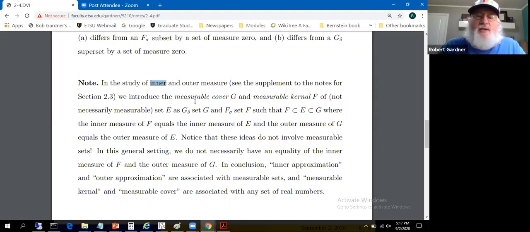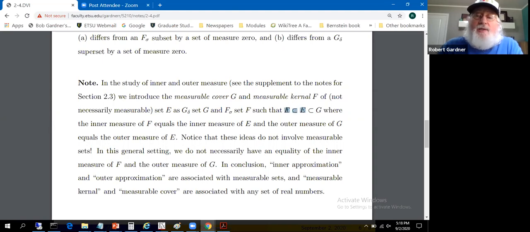We introduced the measurable cover and the measurable kernel, as mentioned before. I guess it's a previous section, I think. We took an arbitrary set, covered it with a G delta set, and packed inside of it an F sigma set. And we saw that the outer measure of E and the outer measure of G were the same, not making an assumption that E is measurable this time.